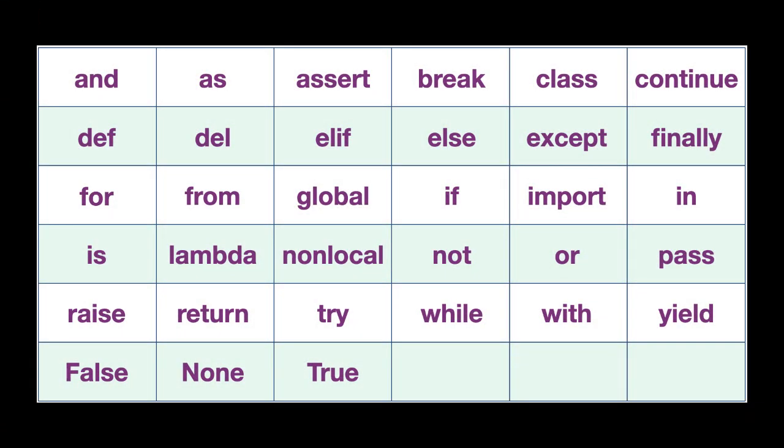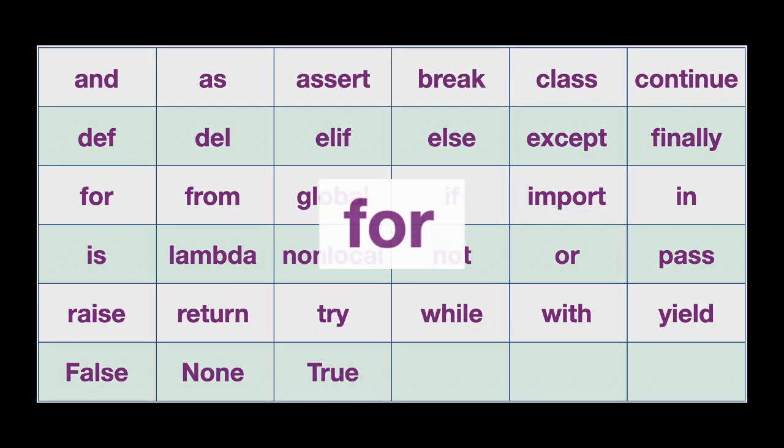There are 33 reserved words in the Python programming language. In this video, we will discuss the keyword for.